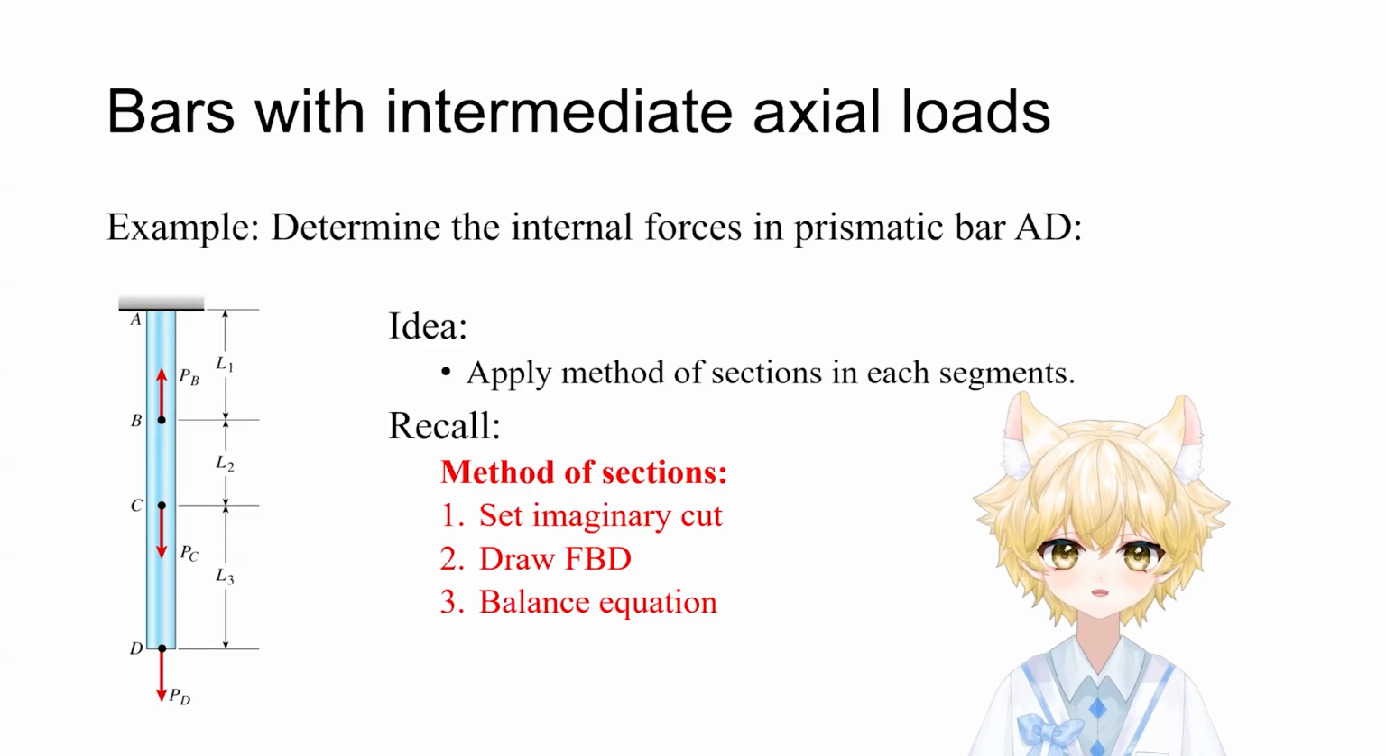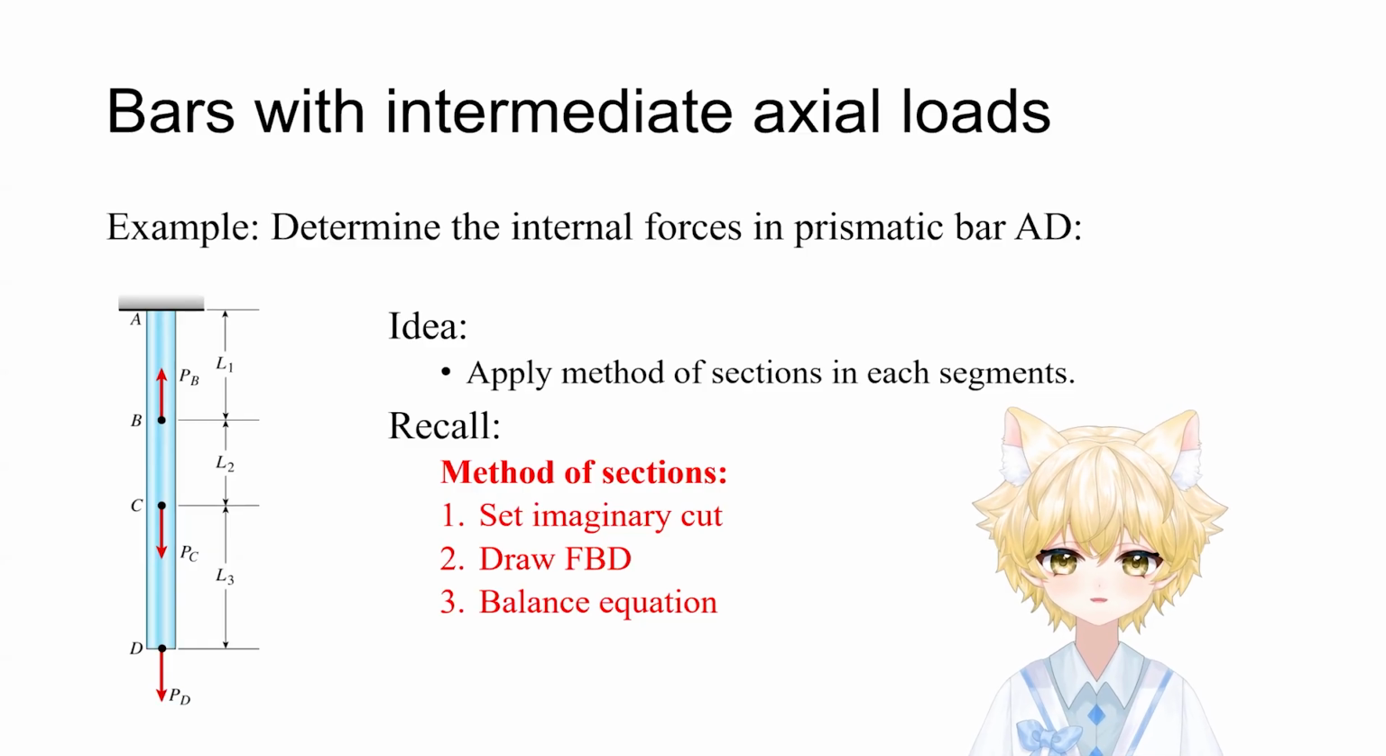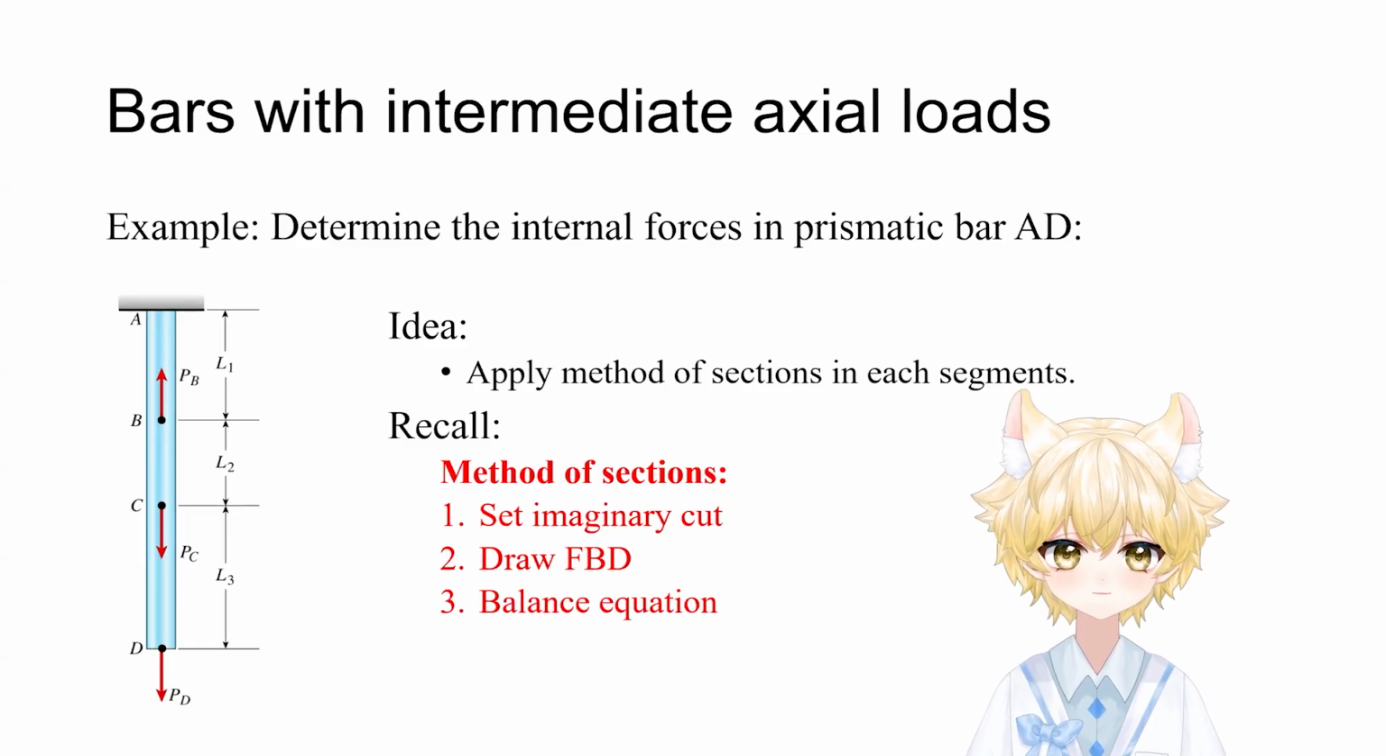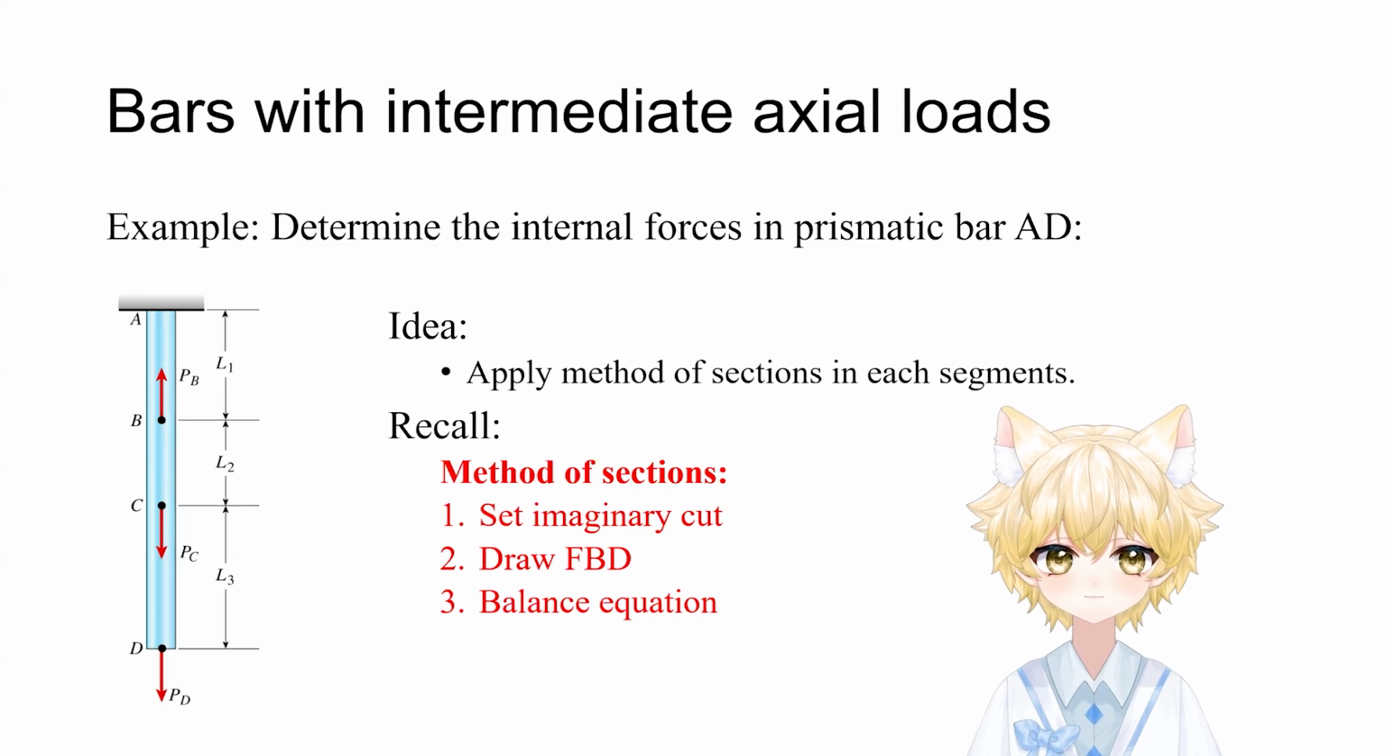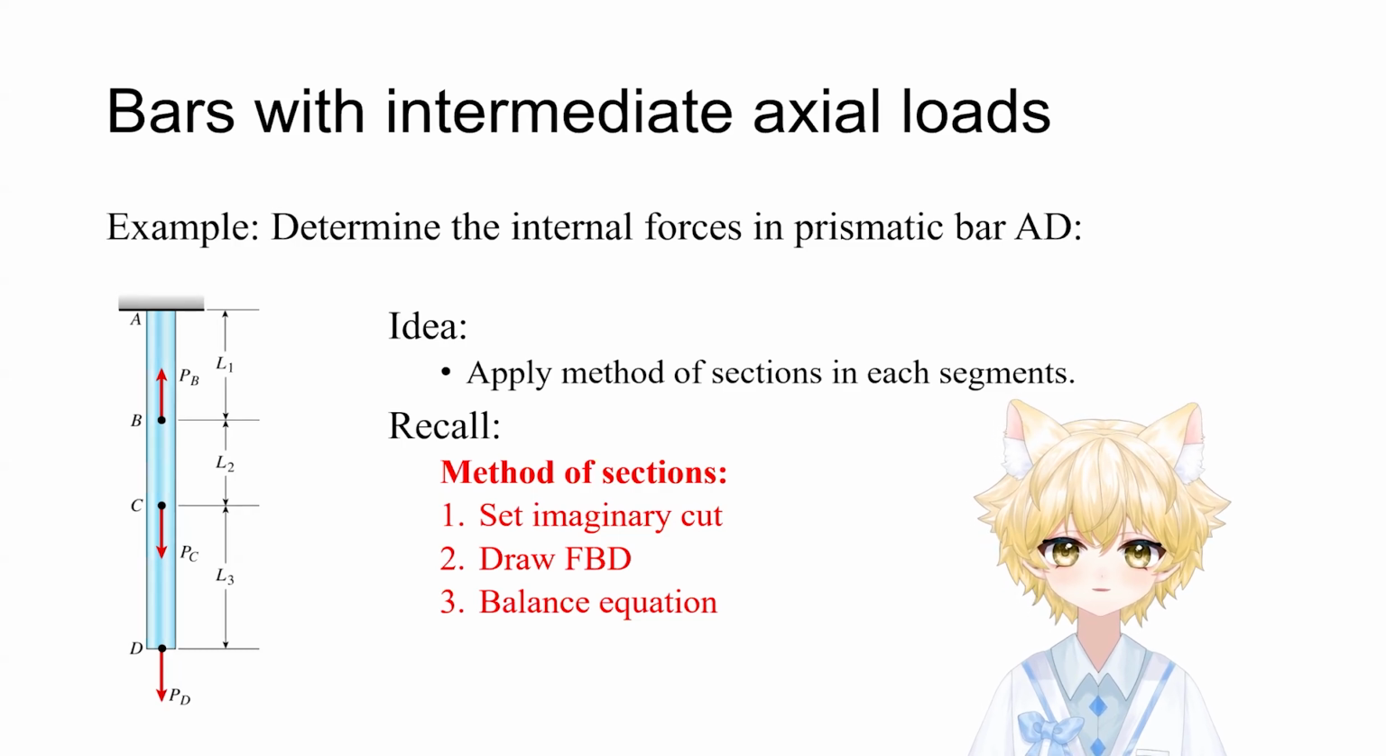So the strategy is simple: divide and conquer, right? We need to apply the method of sections to each distinct segment of the bar. For example, the segment AB, segment BC, and segment CD.